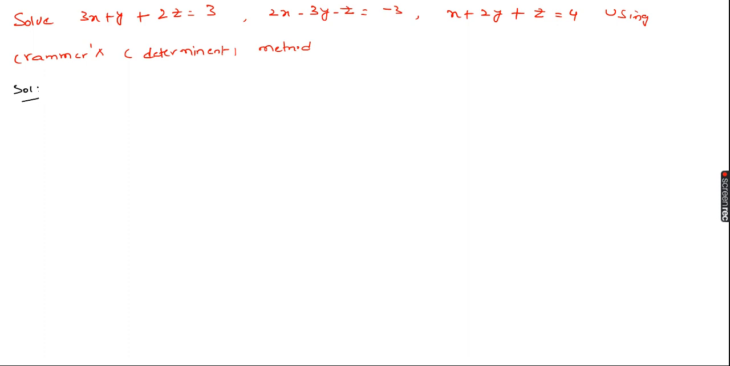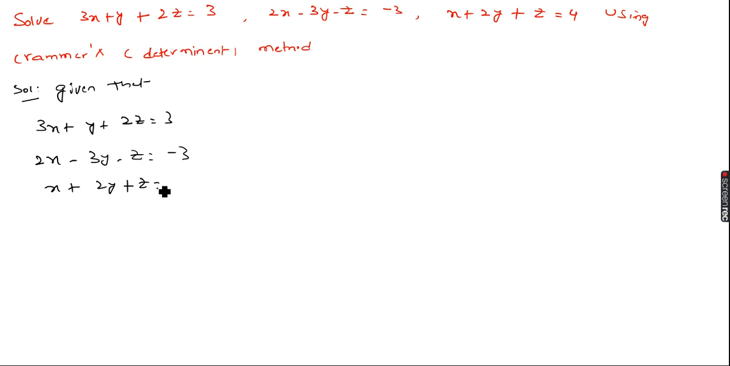So first you can write the given question. Given that 3x plus y plus 2z is equal to 3, 2x minus 3y minus z is equal to minus 3, and x plus 2y plus z is equal to 4. It can be written as... what is the form?